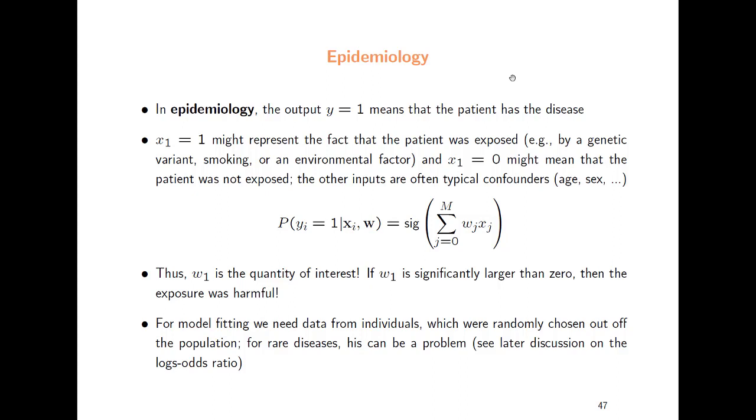So here's our logistic regression model, and we are interested in W1, because that's the one which multiplies with x1. If W1 is 0 or close to 0, then maybe we say this environmental factor doesn't have an impact on the disease. But if it's significantly larger than 0, then the exposure was harmful.